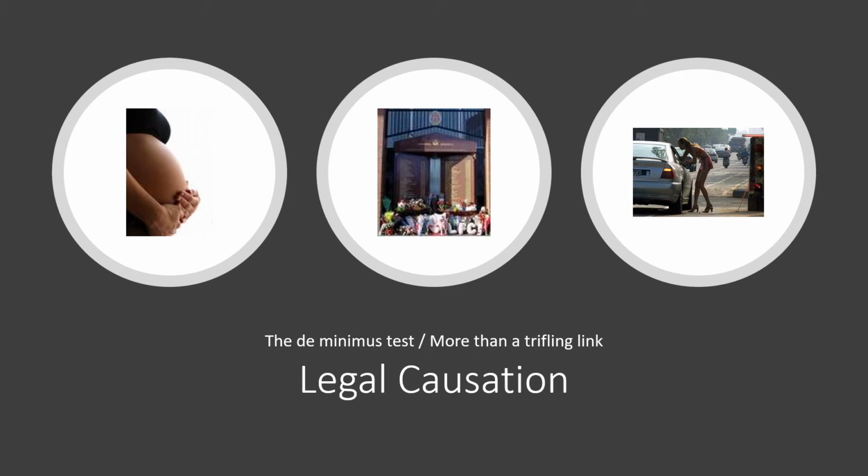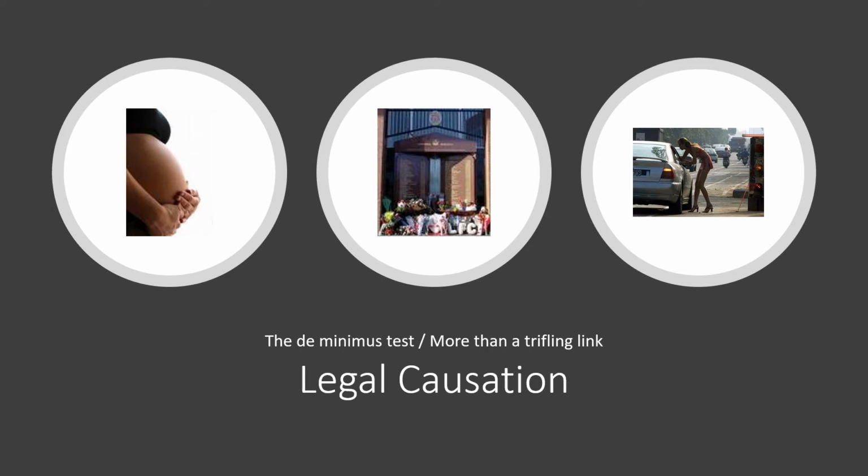In terms of legal causation then, we have the key case of Kimsey, which tells us that the link needs to be more than a trifling link. You may also refer to this as the de minimis test, again illustrated in cases we've already looked at. So Pagett: were the defendant's actions more than a minimal cause of the death, or more than a trifling link of the death of his girlfriend? The answer is of course yes, so legal causation is established.